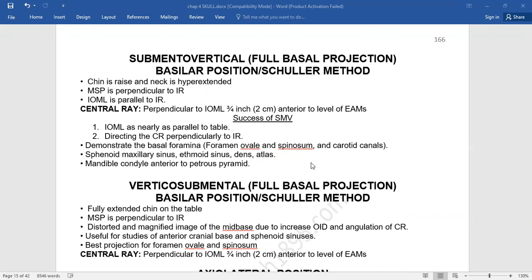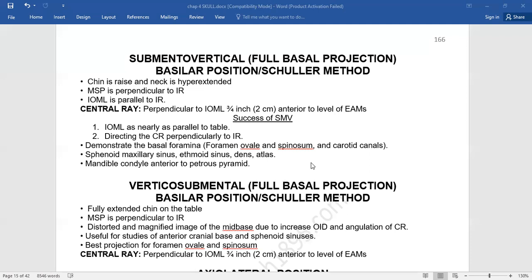First we will start with the submental vertical basilar position or Schuller method. Submental vertical is a projection, meaning the central ray, the X-ray, enters the submentum and exits the vertex. It is also referred to as the full basal projection, submento-vertical projection, or basilar position or Schuller method. It is called the basilar position because the base of the skull is near or resting on the table.